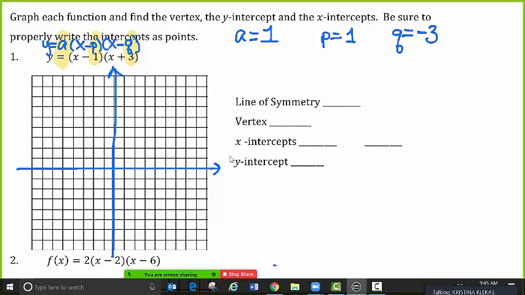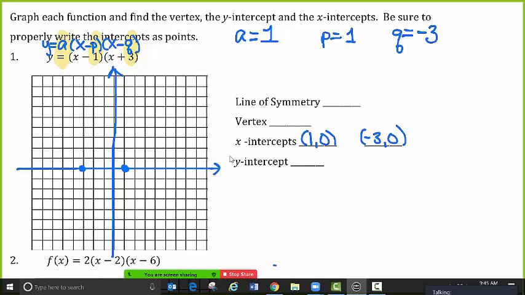The next step would be to plot the points. So we're going to plot the x-intercepts of 1, 0, and negative 3, 0. Oops, that's negative 3.